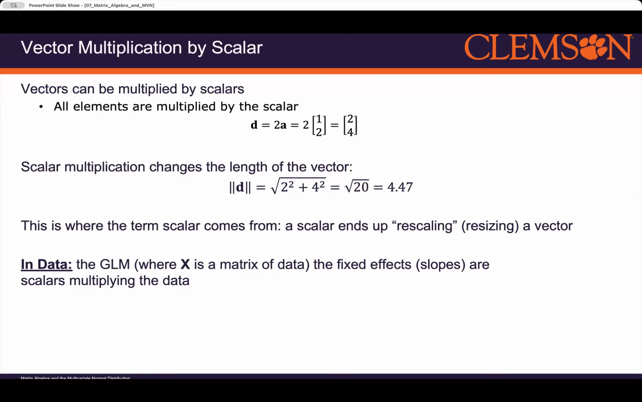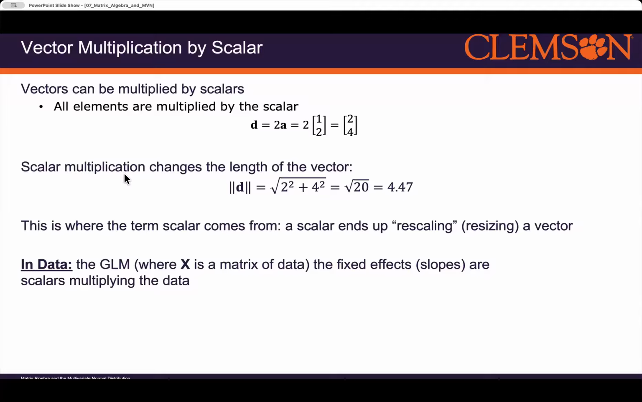Now let's talk about vector multiplication, but vector multiplication by a scalar. And this is where the term scalar shows up. Let's imagine we set a new vector d equal to the scalar number 2 times the vector a from our previous example. Remember, vector a was the values 1, 2. When we multiply a vector by a scalar, each of the elements is multiplied by that scalar. So 2 multiplies 1, giving us a 2 in the first element of the new vector. 2 multiplies 2, giving us a 4 in the second element, second row of the new vector.